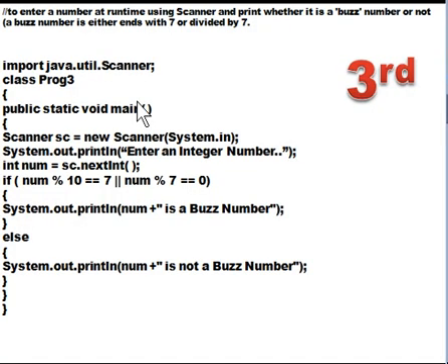Let us move to the next program, that is program number 3. Herein we are going to accept a number from the user at runtime and check whether it is a buzz number or not.